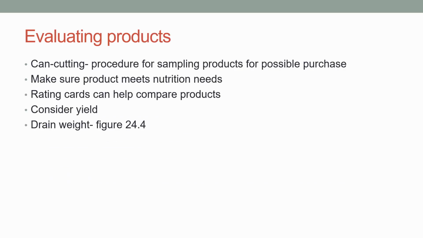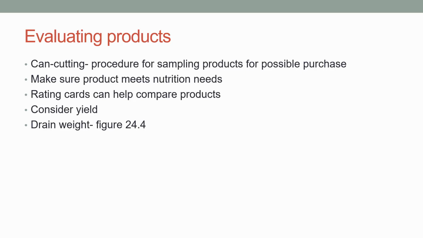So how do we evaluate products? How do we know what to use? And there are several things you can look at. There's can cutting procedure, which is a procedure for sampling products for possible purchase. And sometimes they'll use that, kind of your sampling, right? Taste test, you've got several people, not just one at your operation.